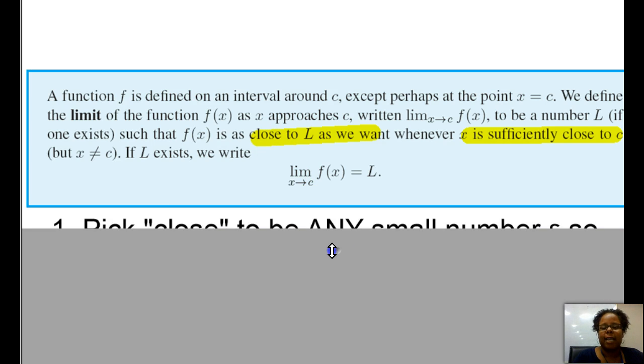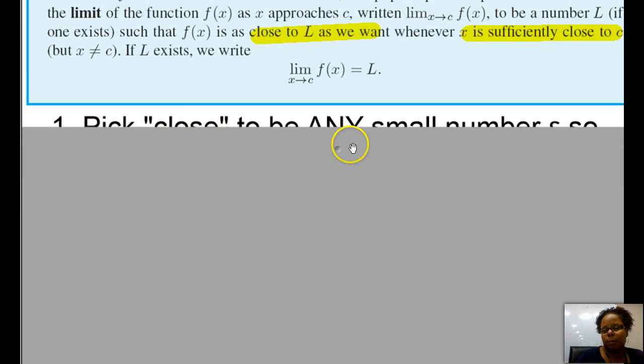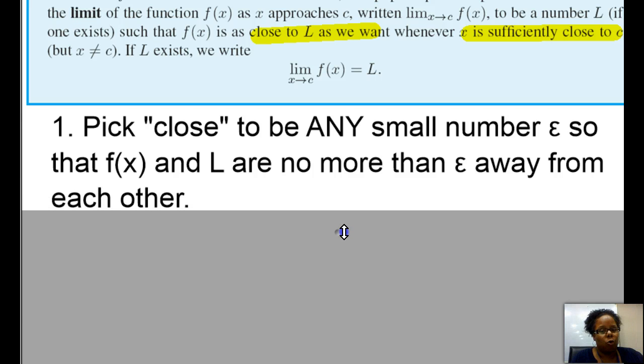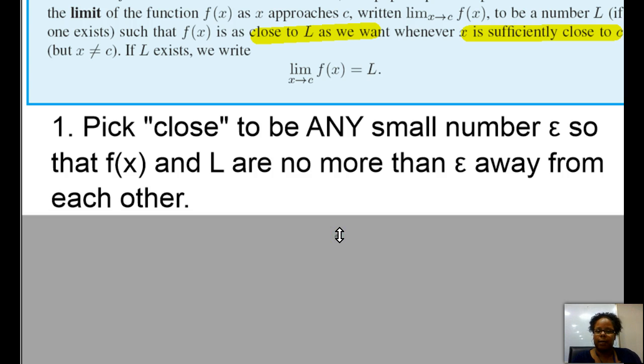And the question is, how do we determine that f of x is as close as we want to L? We'll pick some very small number. We want it to be such that f of x and L are no more than epsilon away from each other. That's as close as we want, because we are picking any number epsilon greater than 0. And we're saying that f of x and L are going to be no more than epsilon away from each other.